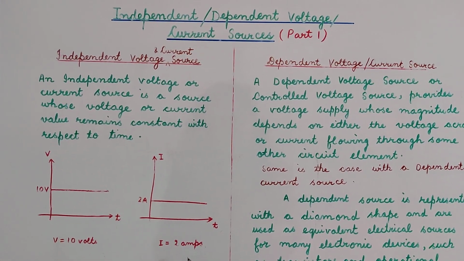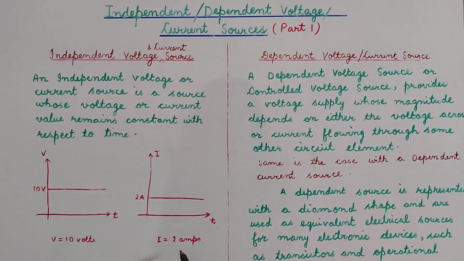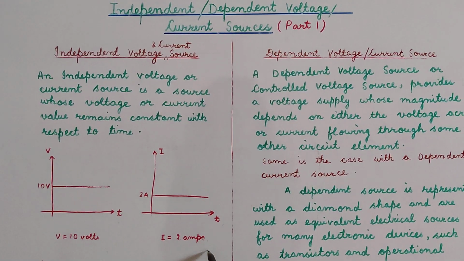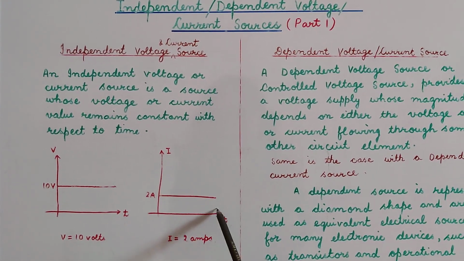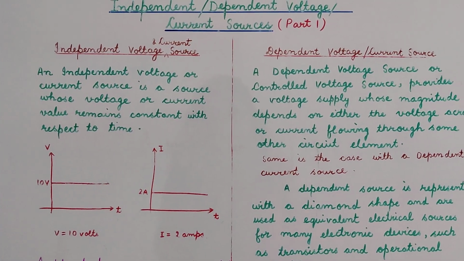Similarly, if we consider an independent current source whose value is 2 amperes, then the value of this current will remain 2 ampere for all values of the time t.